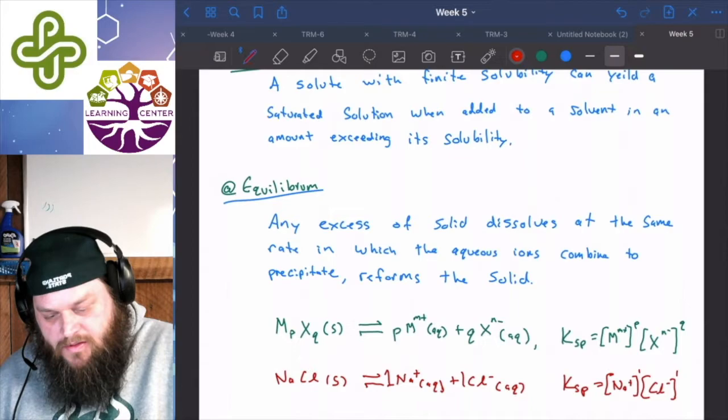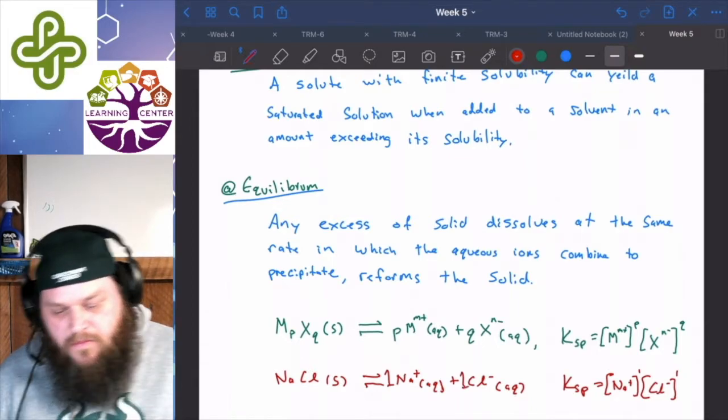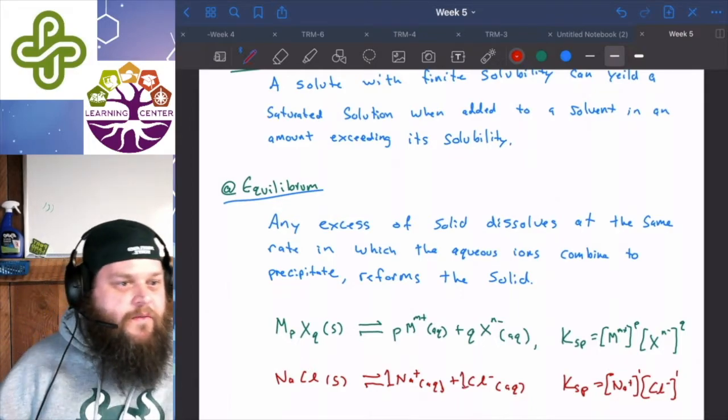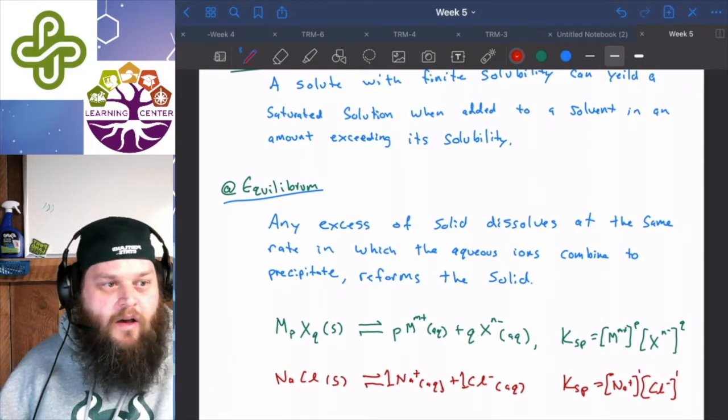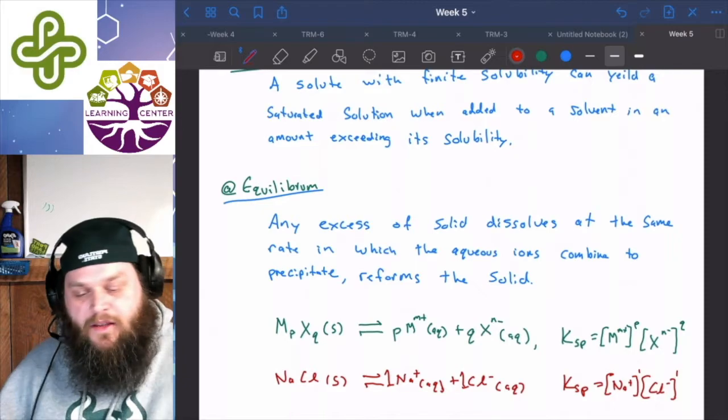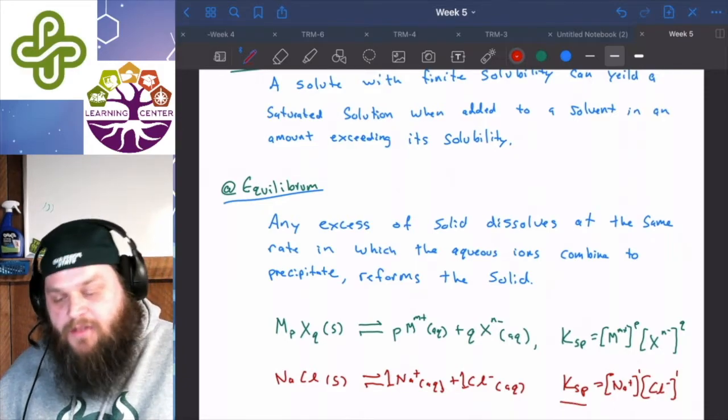So these are ones. If that stoichiometric coefficient was different, if it was a 2, we would have to square the concentration of that compound in the solubility constant equation.